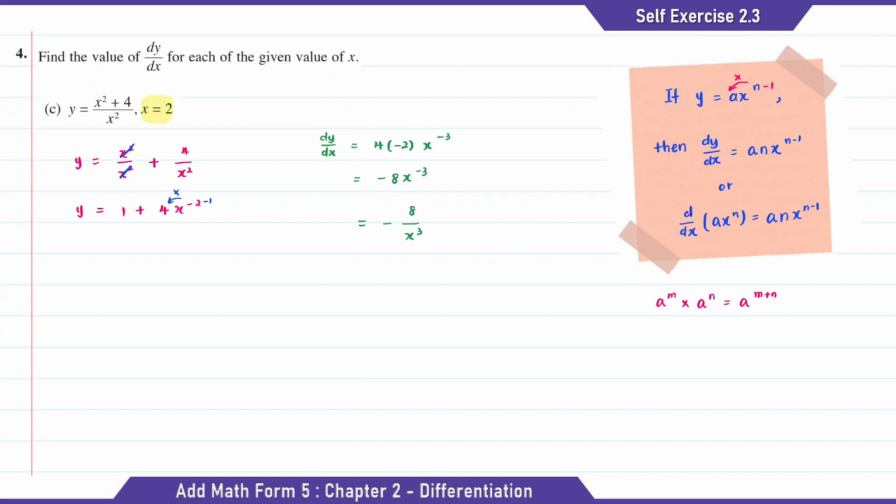So here the value of x given is 2. Then I'm going to substitute the x here with 2. This is equal to negative 8 over 8, which is equal to negative 1.